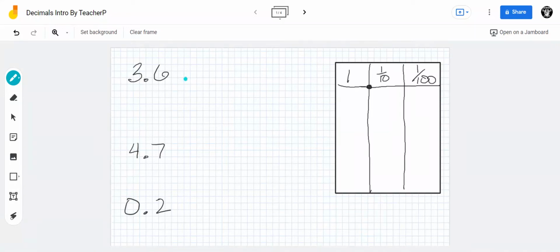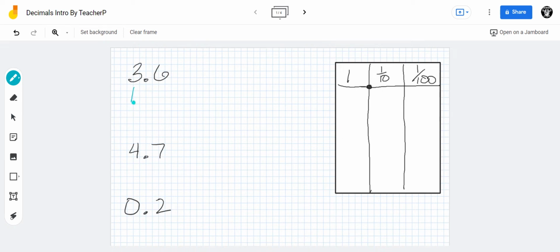Good morning, students. This is my introduction to decimals. So here we are. We're going to learn all about the basics of what decimals are, and I hope this little video helps you. So we're going to start out. Decimals are a way of expressing part of a whole, and we'll start out with this number 3.6.